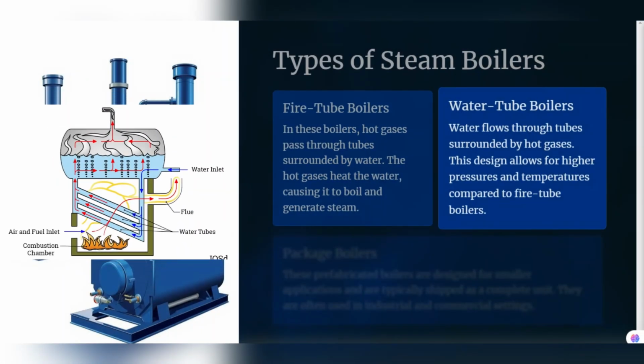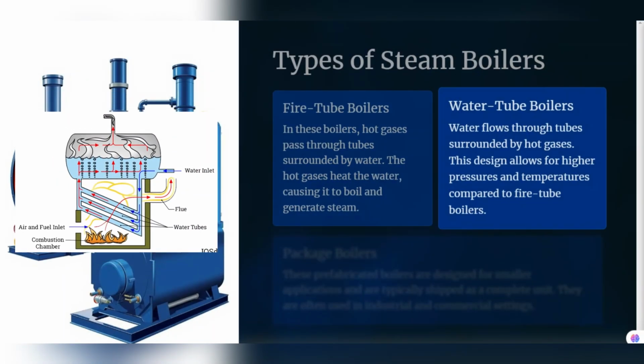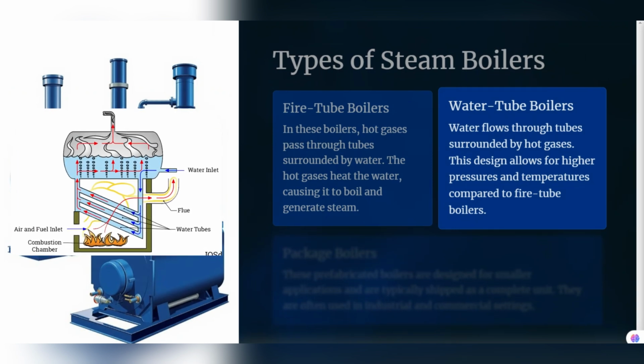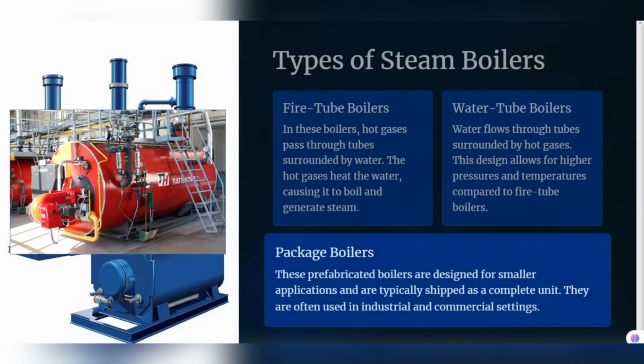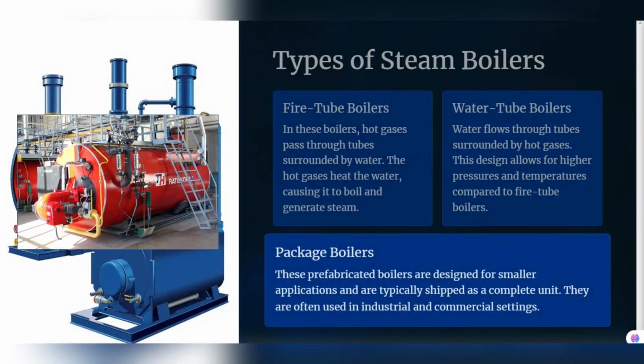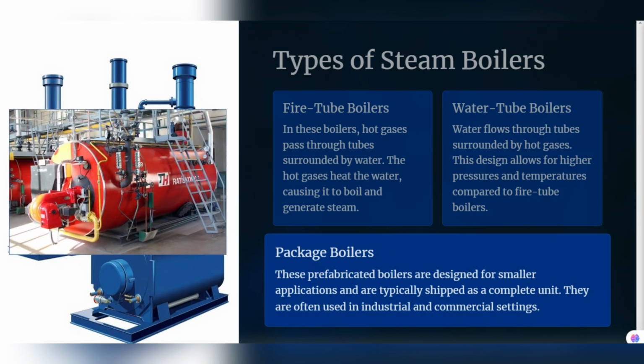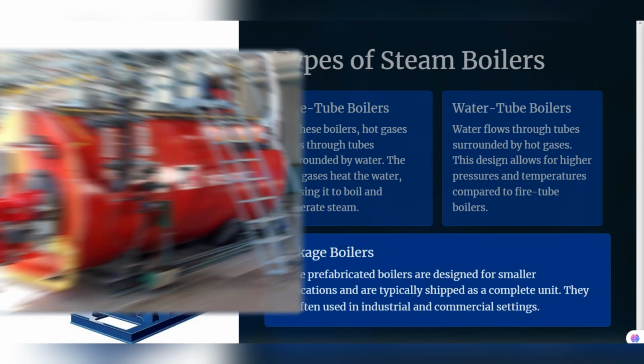Water tube boilers. Water flows through tubes surrounded by hot gases. This design allows for higher pressures and temperatures compared to fire tube boilers. Package boilers. These prefabricated boilers are designed for smaller applications and are typically shipped as a complete unit. They are often used in industrial and commercial settings.